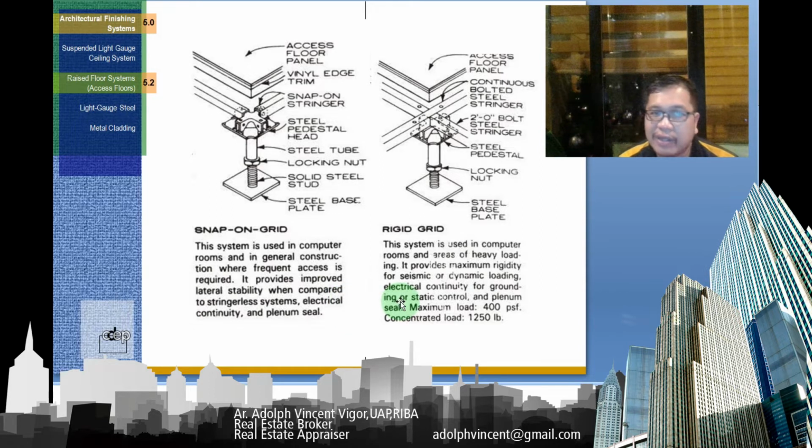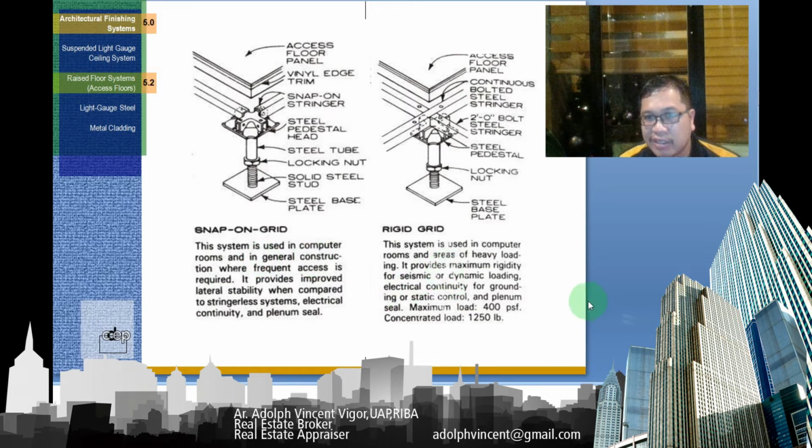Then we have here a snap-on grid. This system is used in computer rooms and general construction where frequent access is required. So if it's always used, you're going to use a snap-on grid. So it provides improved lateral stability when compared to stringerless systems, electrical continuity, and plenum seal. So when you say plenum, guys, I think it is the space between the floor panel and the slab.